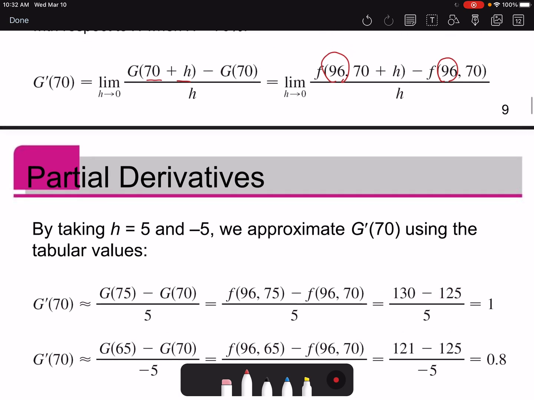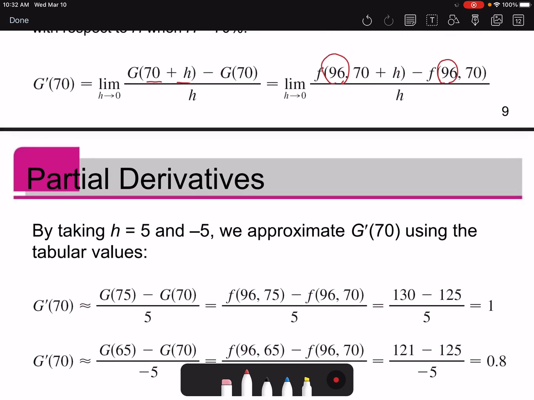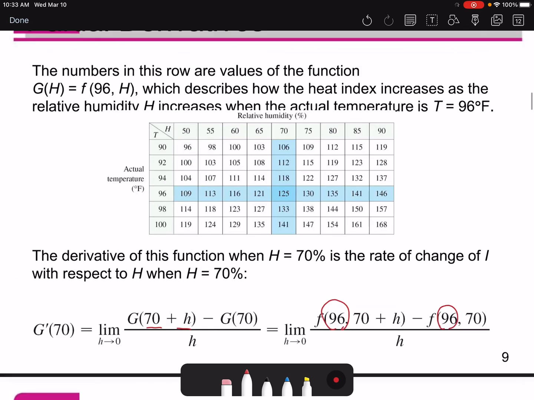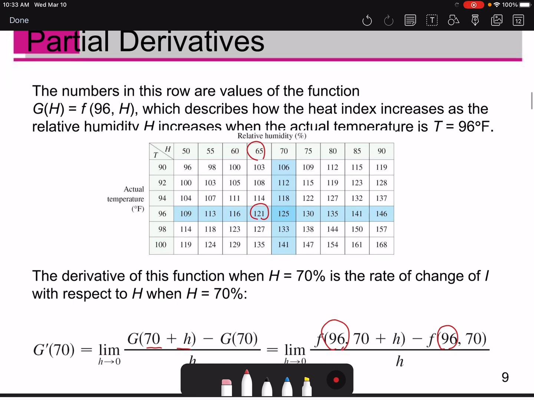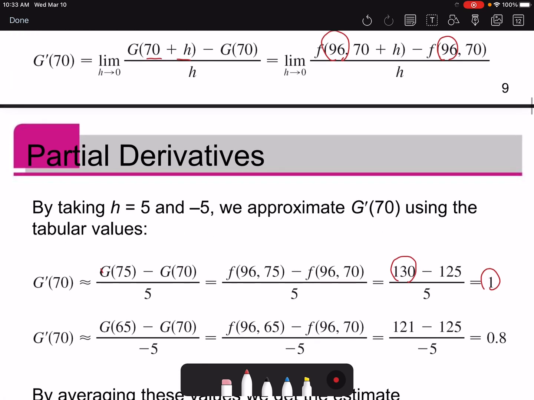All right. So we go up to 90 because the only information we have is at 75%. So the index is 130, and the answer is 1. And then now down to 65%, we can see the heat index is 121. So 121 minus 125, we're going down, so it's divided by -5. So the variation is 0.8.